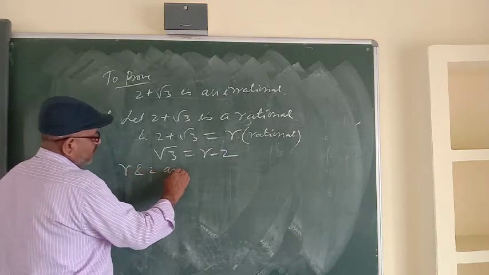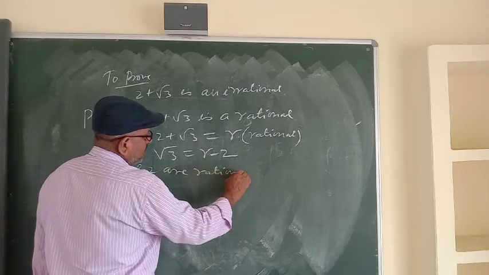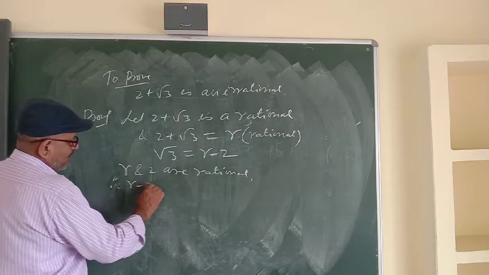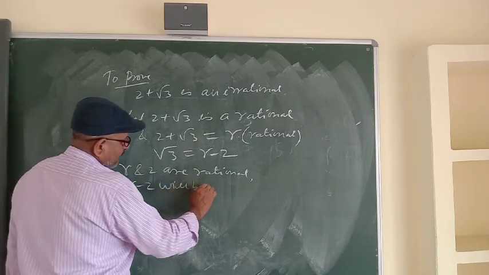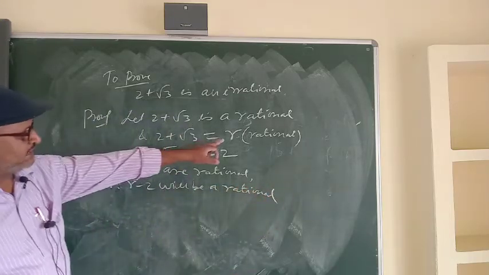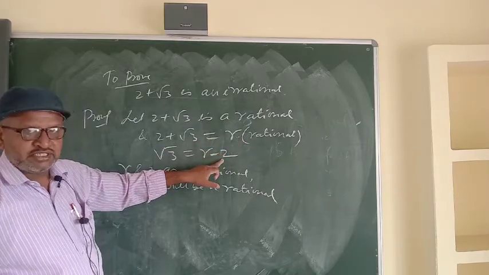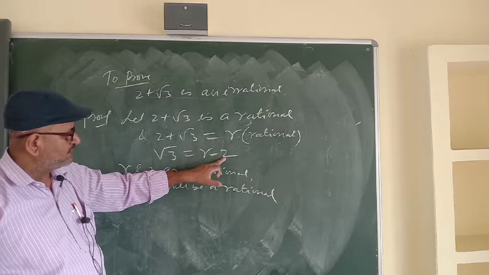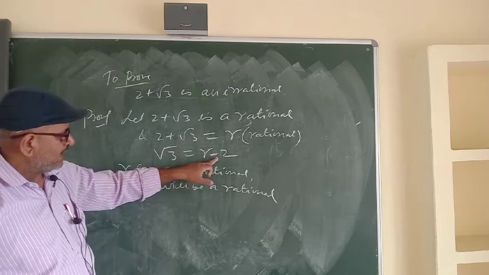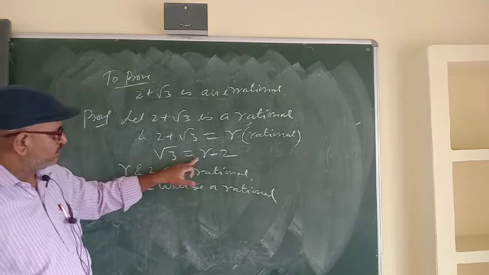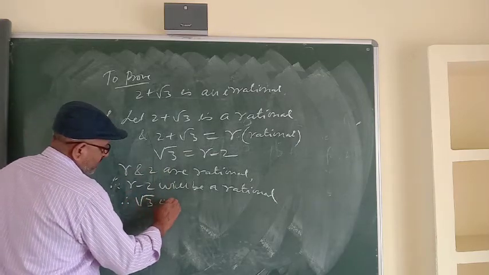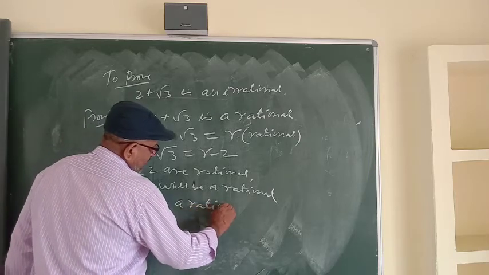R and 2 are rational. Therefore, R minus 2 will be a rational. R is rational according to supposition. 2 is also a rational number, we know it. The difference of 2 rational numbers is again a rational number. So R minus 2 is rational. And R minus 2 is equal to root 3. It means root 3 is rational. So therefore, root 3 is a rational number.